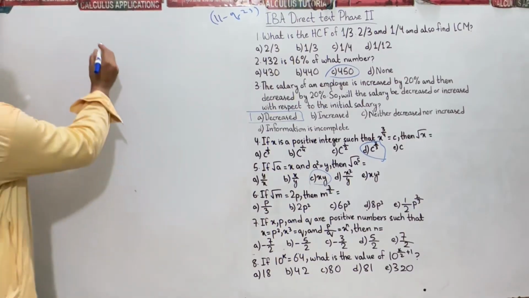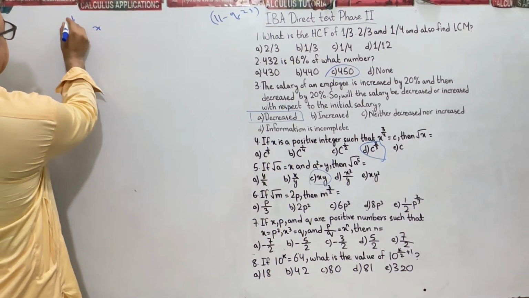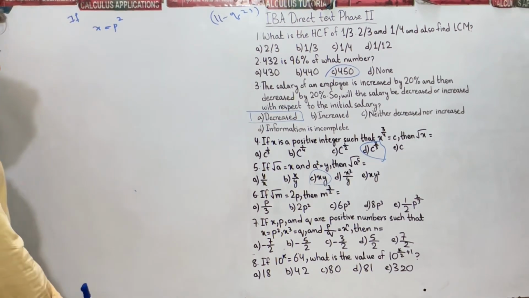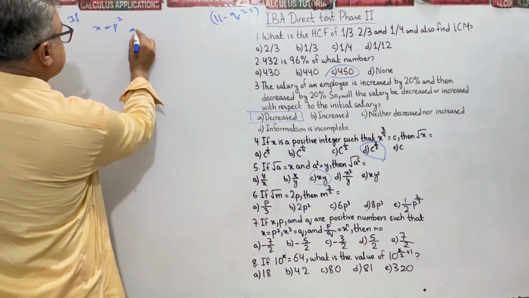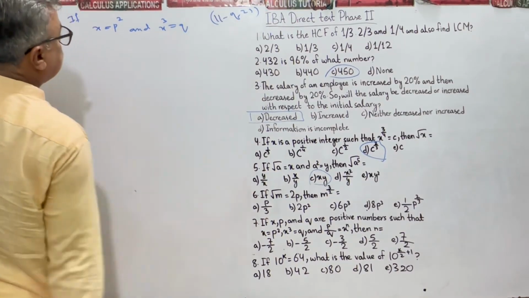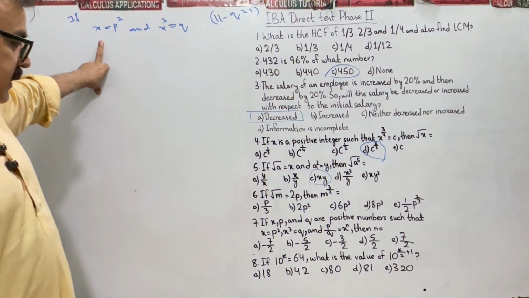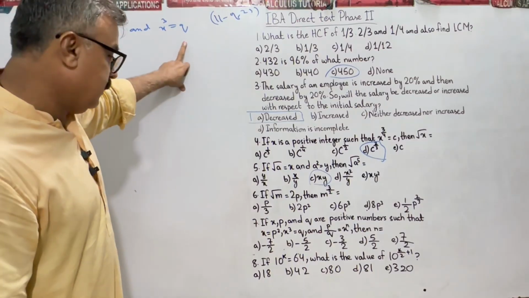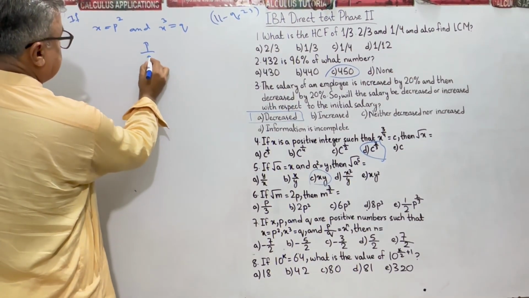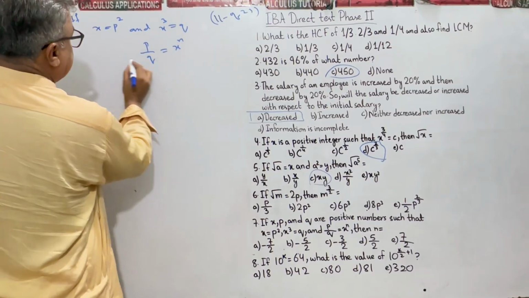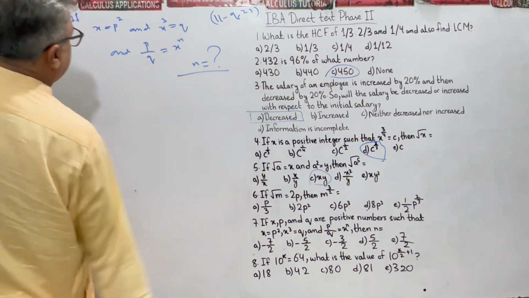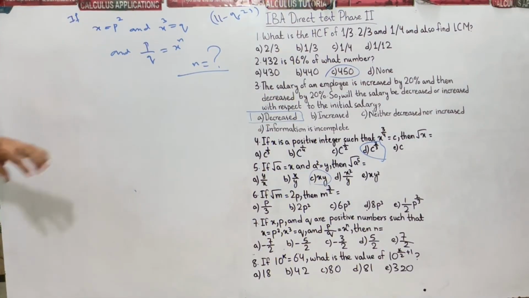What is the given information? If x is equal to p square, and x cube is equal to q, and p over q can be written as x raised to n, then determine the value of n.